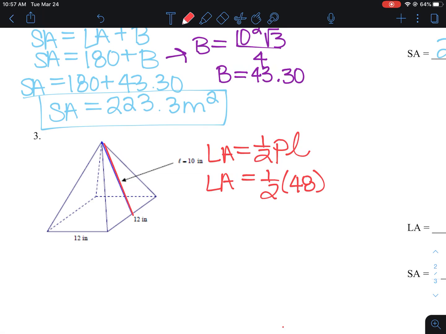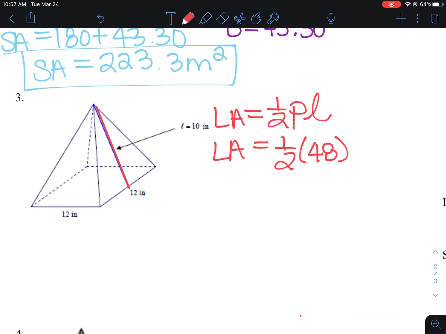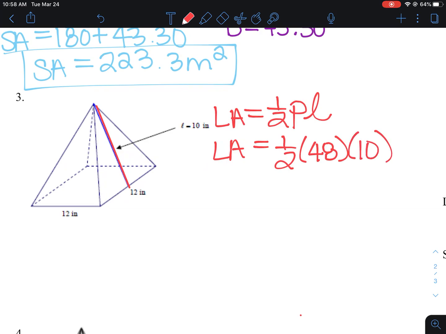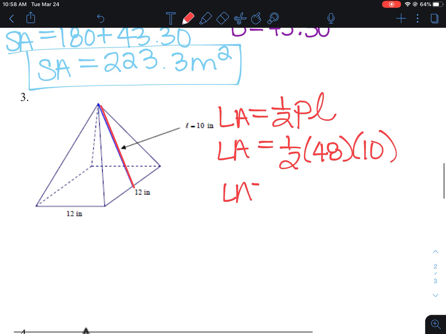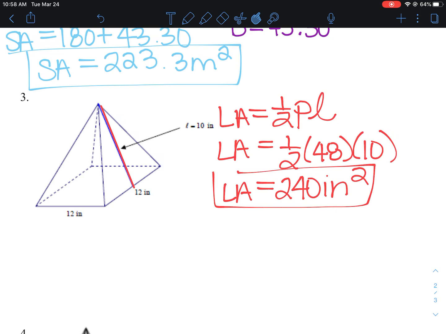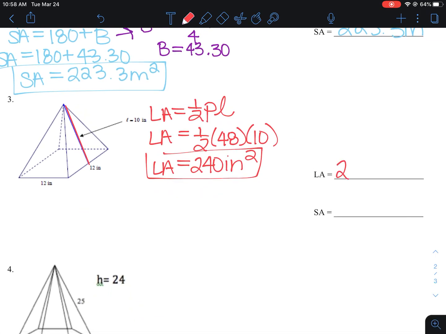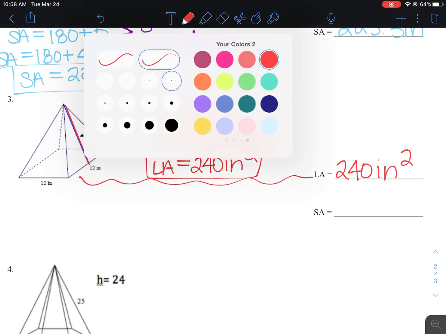The slant height, it shows us right here, is 12. Oh, no, sorry, 10. You can see that it has a cursive L and it's 10. So 48 times 10, and then divide that by 2. That's 240 inches squared. So lateral area was 240 inches squared.